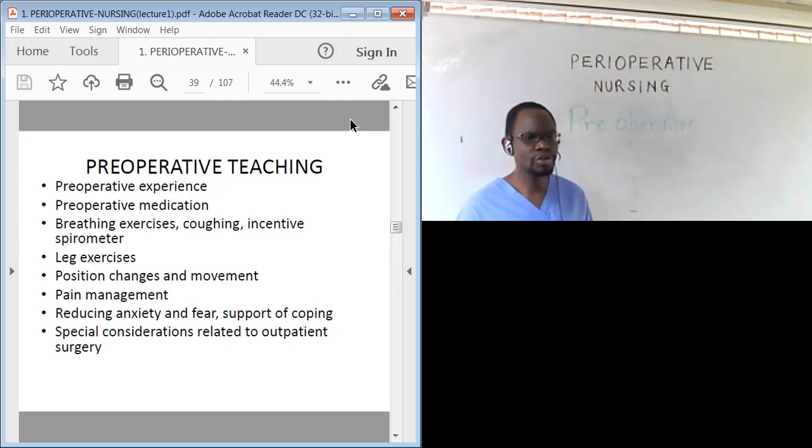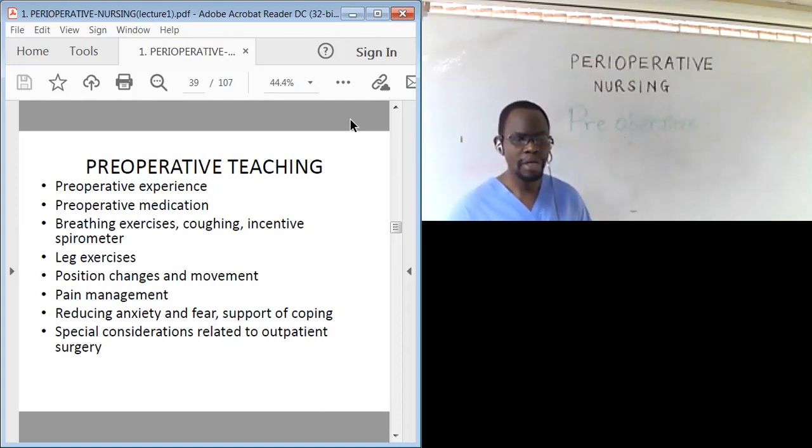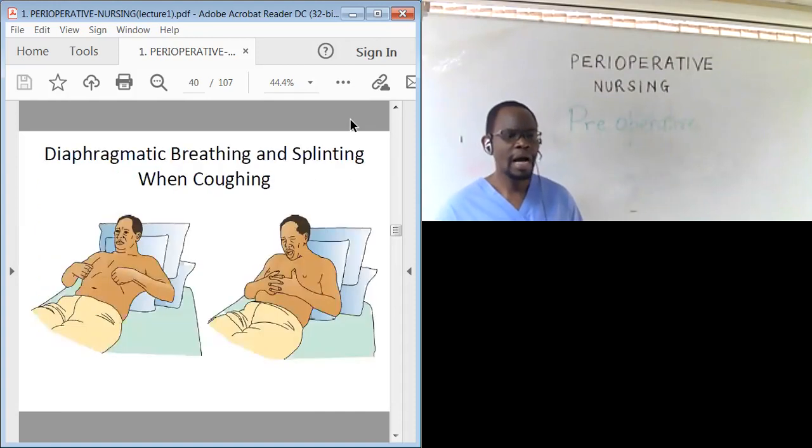Special consideration should also be put in place related to outpatient surgery. So if it is a one-day surgery, where you come in and then after the operation, you go away. So you also need to let the patient know whether it is a one-day surgery or whether they will need to be admitted in the hospital for some time. So this is also very, very important.